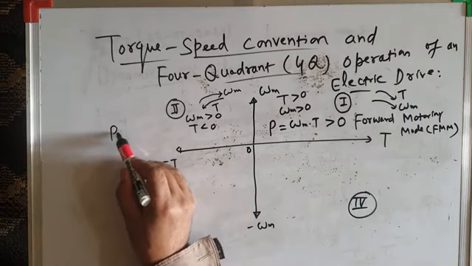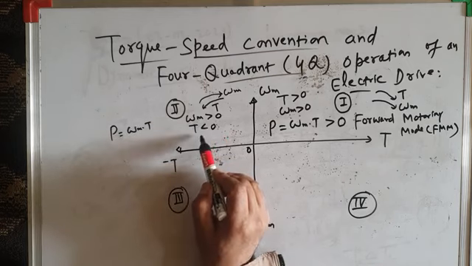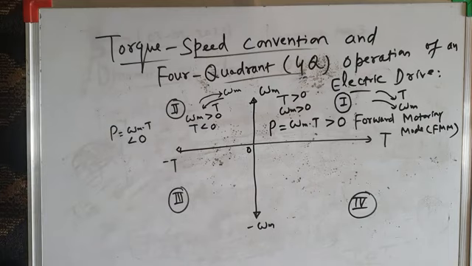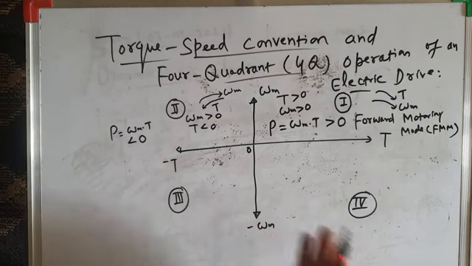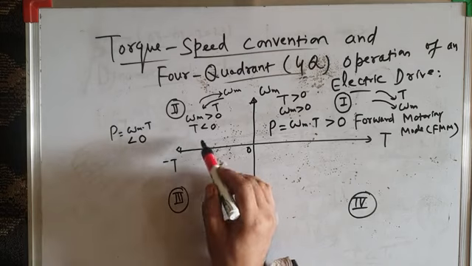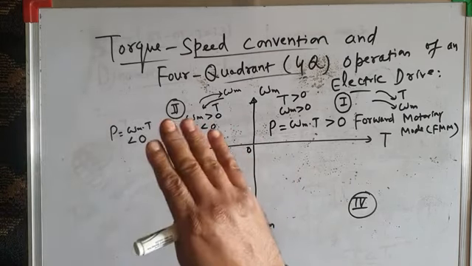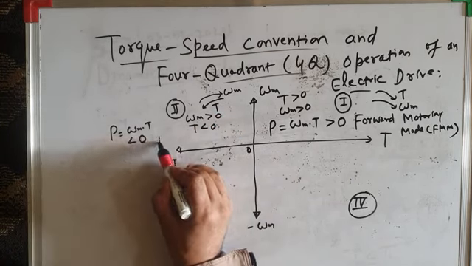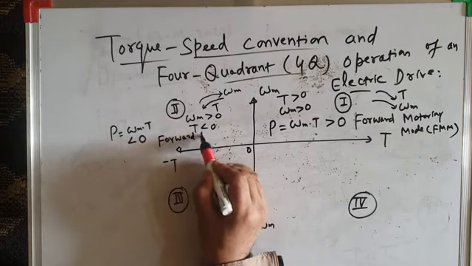So what is power? Power is omega m into T. Since omega m is positive but torque is negative, power is also negative. Now negative power means the drive is not taking power from the electrical supply. It is supplying power back to the source. And in the process, the direction of torque reverses. It acts as a braking torque, and it slows down the drive, or it may even stop the drive. This mode is called forward braking mode. I will write here forward braking mode.